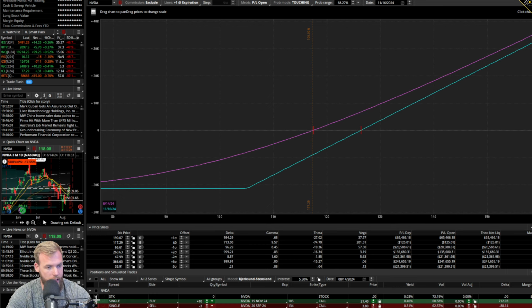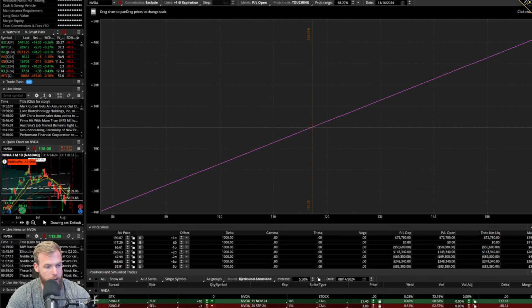Now let's compare that to something like buying 1,000 shares of NVIDIA. You'll notice that just long stock has unlimited downside potential, same upside potential, give or take. But notice the difference that the positions cost in order to put on. If we buy 1,000 shares of NVIDIA at spot, which is $117.29, that means you're going to have to put up $117,290 to put that trade on.